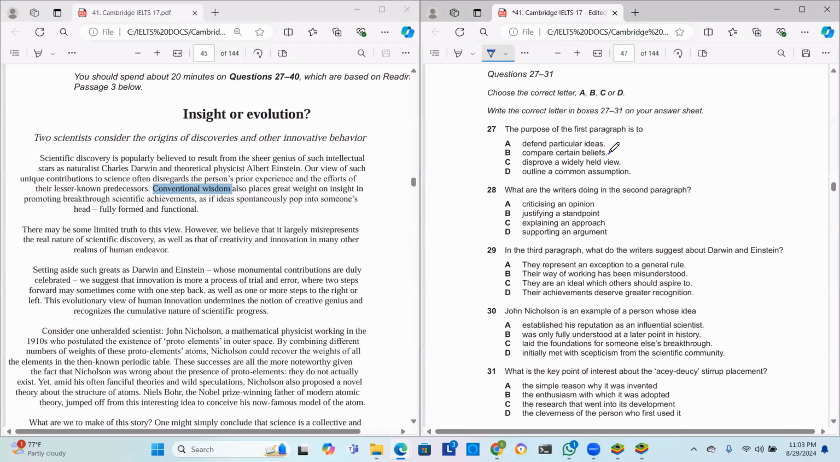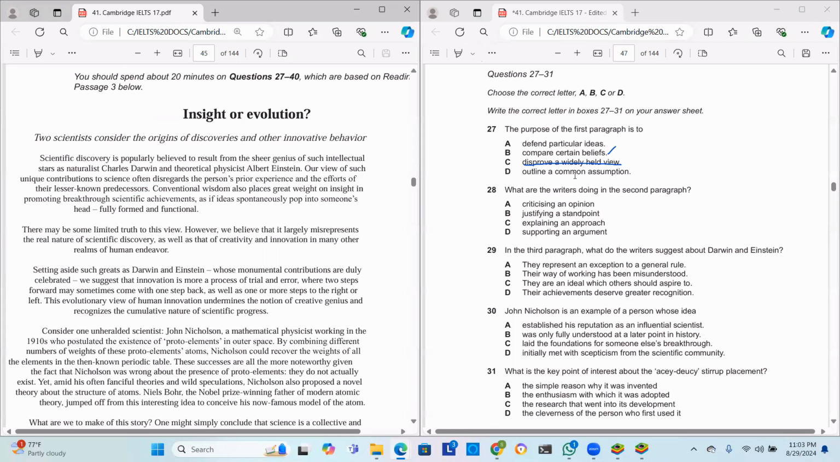Compare certain beliefs. Is he comparing any belief systems here? No, I don't think so. Disapprove a widely held view. Is he disapproving that? See, our view of such unique contributions to science often disregards the person's prior experience and the efforts of lesser known predecessors. Widely held view means popularly believed. He is not completely disapproving it. What is he disapproving here? He is disapproving the neglect of the person's prior experience and the lesser known predecessors, but not the view. So I don't think C is the option.